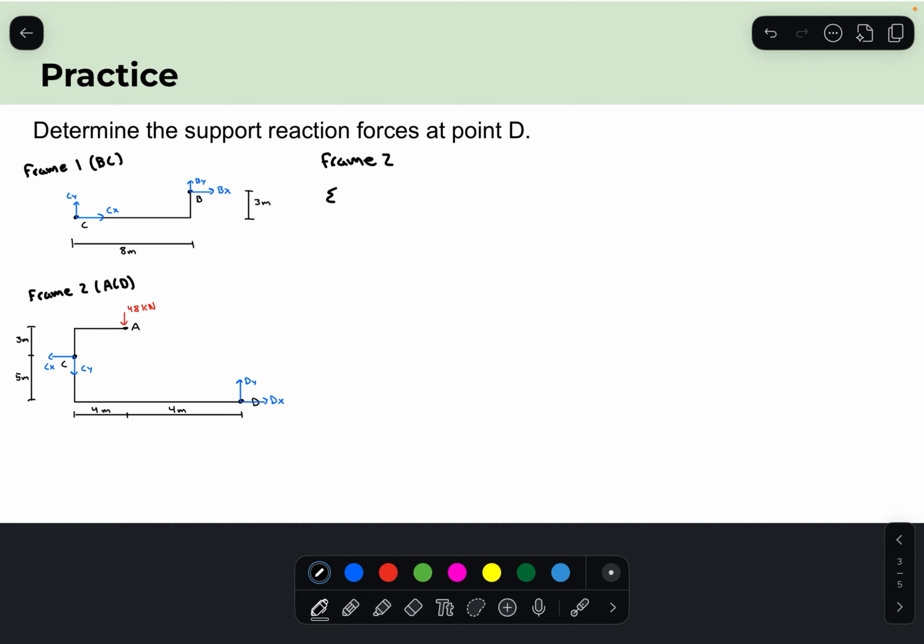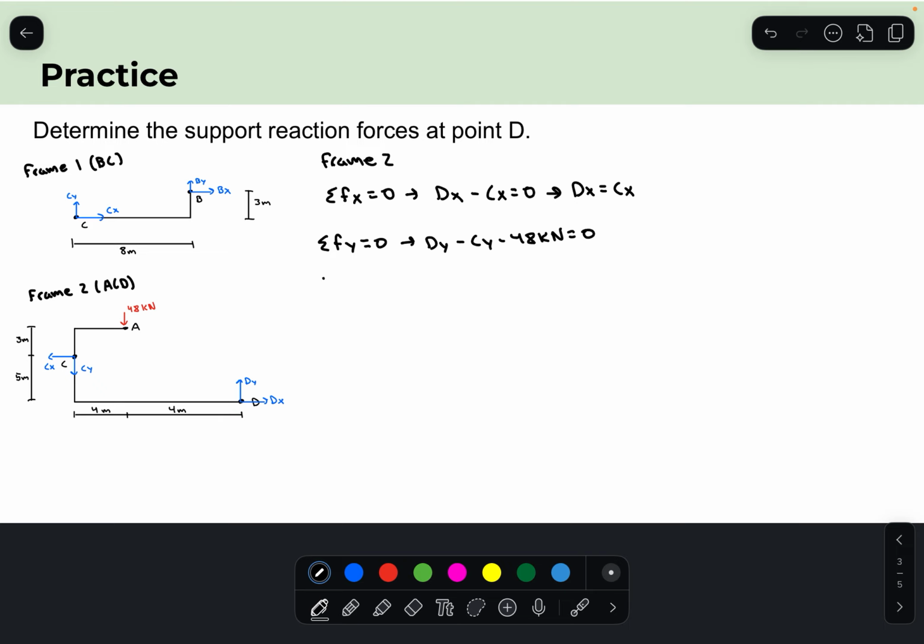So we are going to take a sum of the forces in the x direction and set that equal to 0. So that is going to be Dx minus Cx is equal to 0. Therefore, Dx is equal to Cx. Now if we sum forces in the y direction and set them equal to 0, we will get that Dy minus Cy minus 48 kilonewtons is equal to 0.